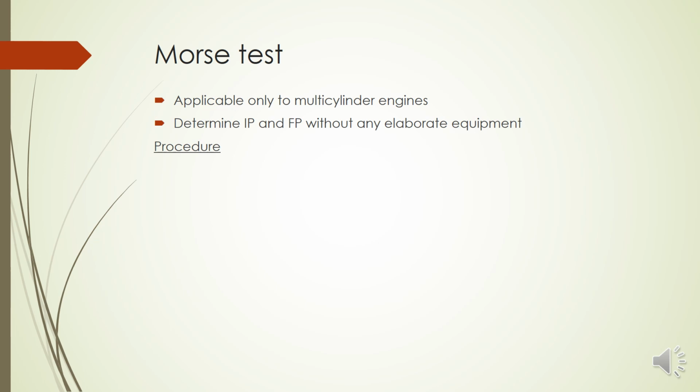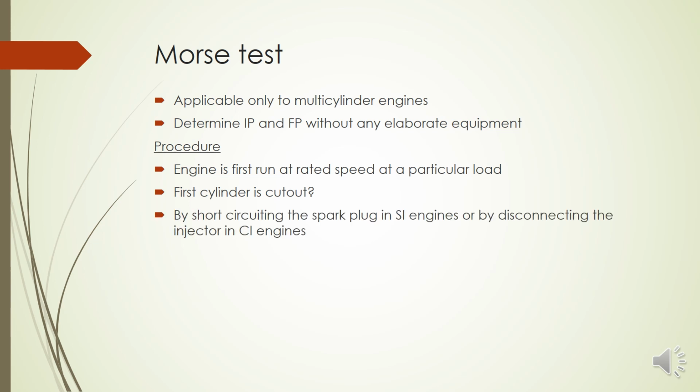Now let's check what the procedure of Morse test is. The engine is first run at rated speed and at a constant particular load. So this is our first step: run the engine at rated speed, and the first cylinder is cut out. So what do we mean by cut out? Do we have to remove that cylinder? No. It is short circuiting the spark plug in an SI engine.